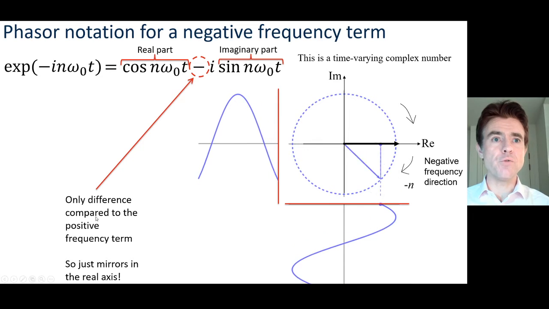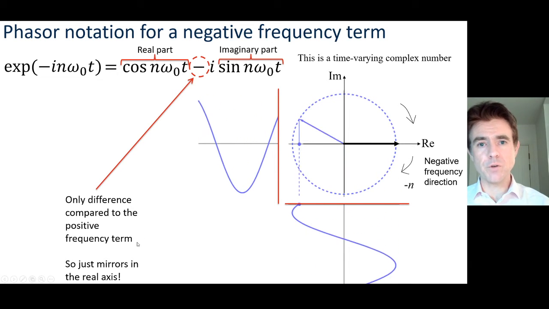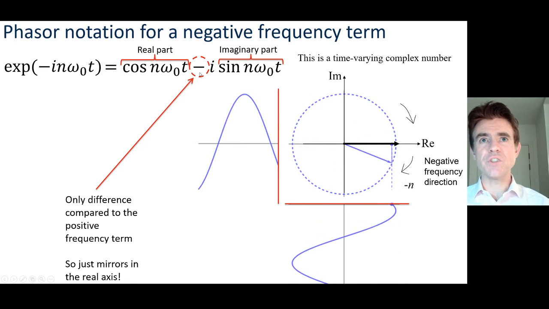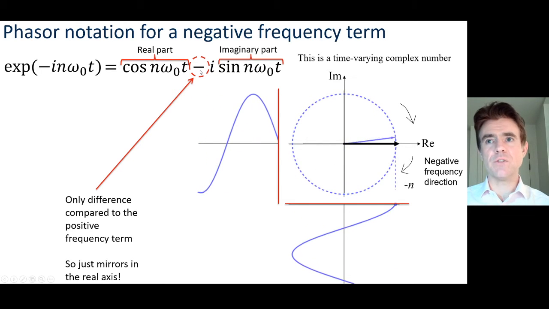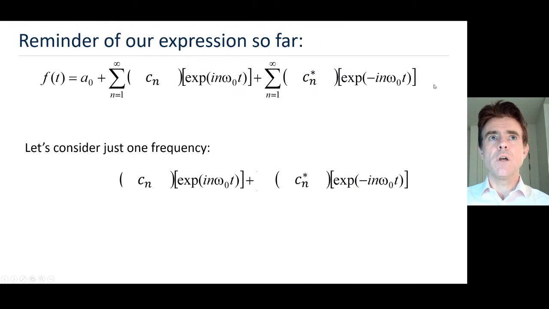And again, just to make the note, therefore, the only difference compared to the positive frequency term is that we've got this negative here, which effectively is mirroring in that real axis. Okay, so our expression so far in deriving the complex Fourier series, that's where we'd got to. So we had a complex number multiplied by the positive frequency terms, and then we have Cn star, the complex conjugate coefficient for the negative frequency terms.